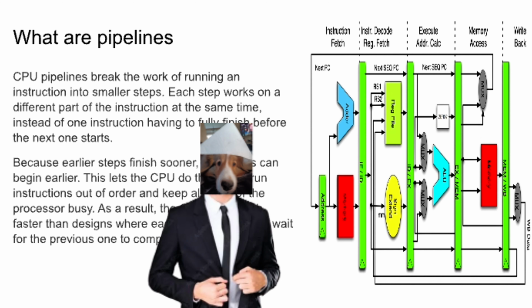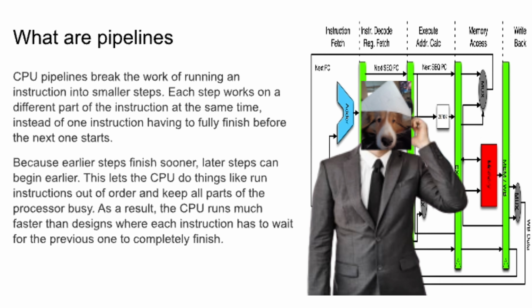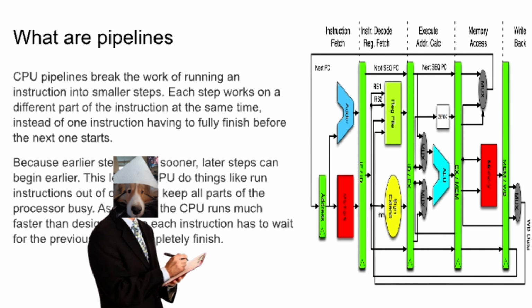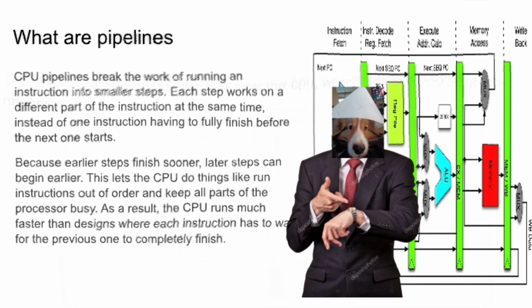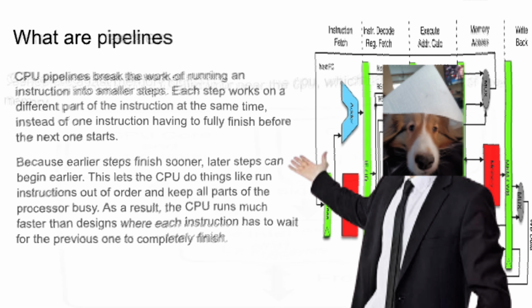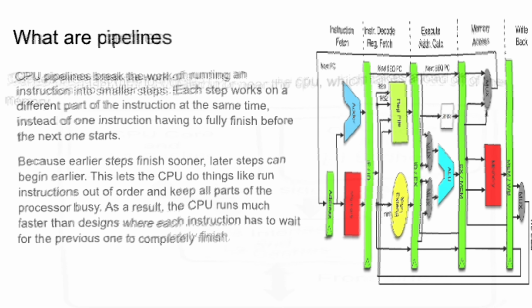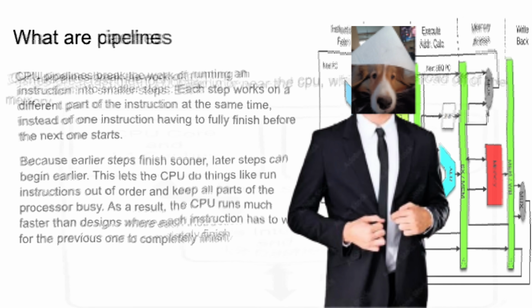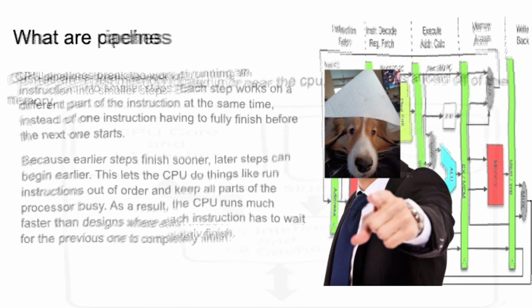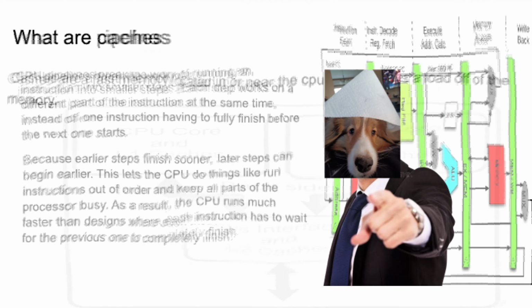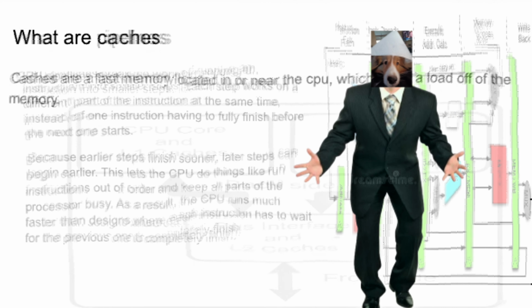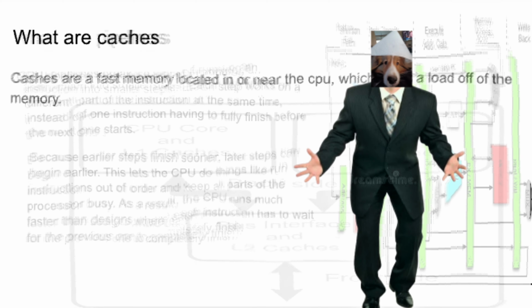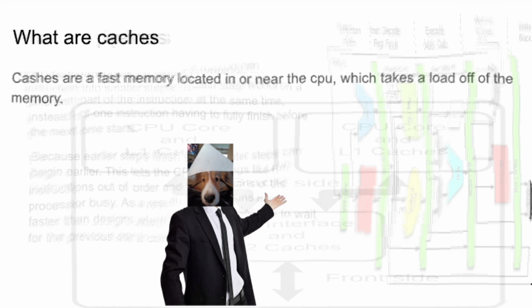What are pipelines? CPU pipelines break the work of running an instruction into smaller steps. Each step works on a different part of the instruction at the same time, instead of one instruction having to fully finish before the next one starts. Because earlier steps finish sooner, later steps can begin earlier. This lets the CPU do things like run instructions out of order and keep all the parts of the processor busy. As a result, the CPU runs much faster than designs where each instruction has to wait for the previous to fully finish.